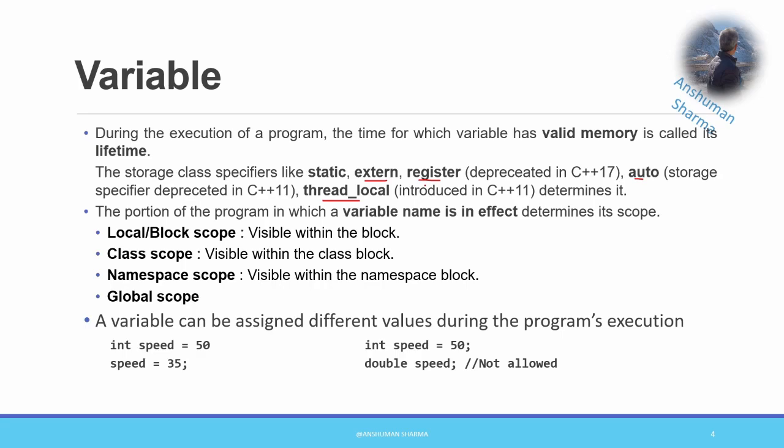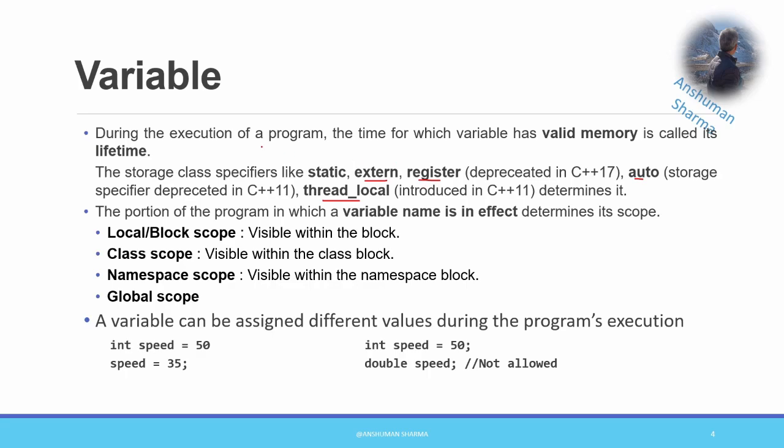A variable declaration is usually prefixed with a storage class specifier. If not specified, the default is automatic storage class, but the word auto has been deprecated. Automatic storage class is specified using auto, and it has been deprecated with C++11.